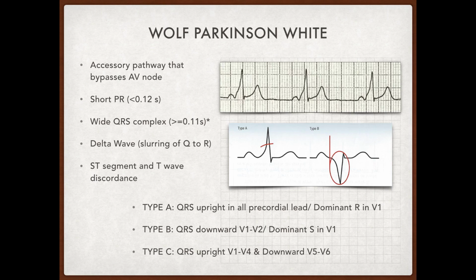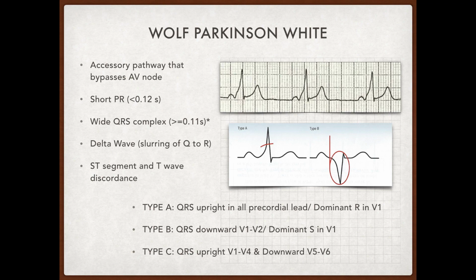You can have a wide QRS, or you can have a normal QRS. You have your delta wave. There's 3 types of WPW, type A, type B, and type C. Type A, your QRS is upright in all the precordials. Type B, your QRS is downward in V1 and V2. And type C, your QRS is upright in V1 through V4, and then downward in V5, V6.